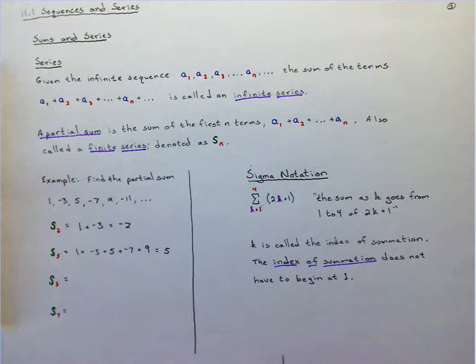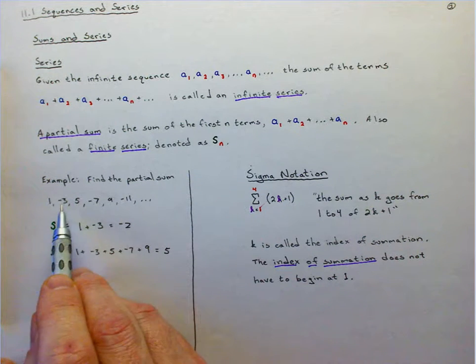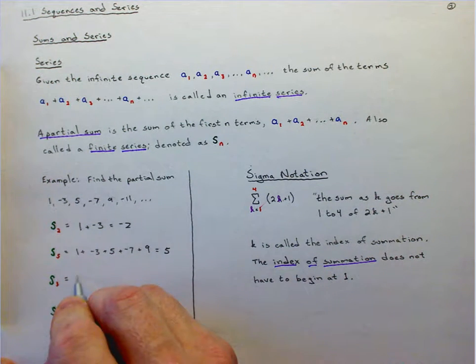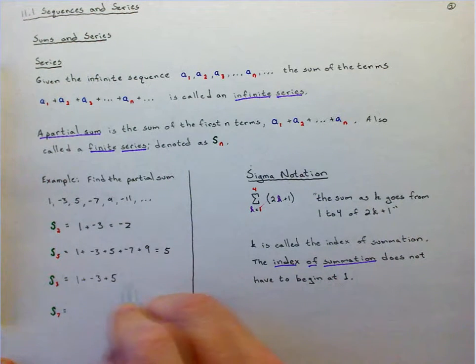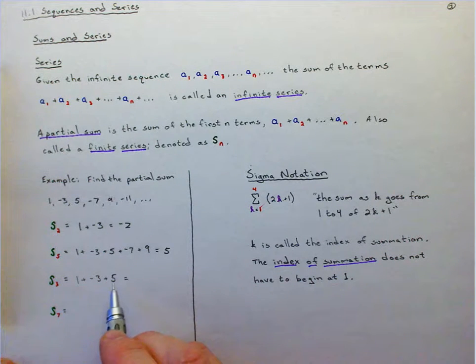Alright, so for S sub 3, I have the first 3 terms. I'm going to have 1, negative 3, and 5: 1 plus a negative 3 plus 5. And all I do is add those together. Negative 2 plus 5 is 3.